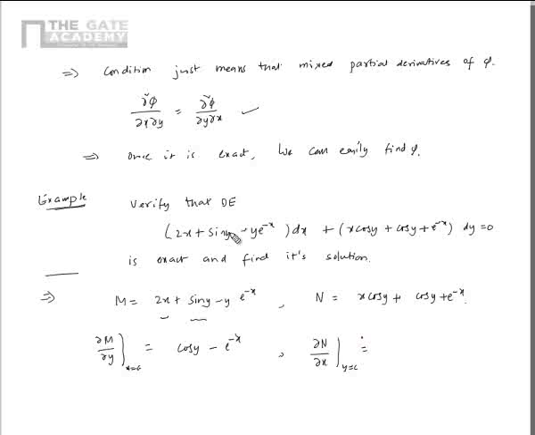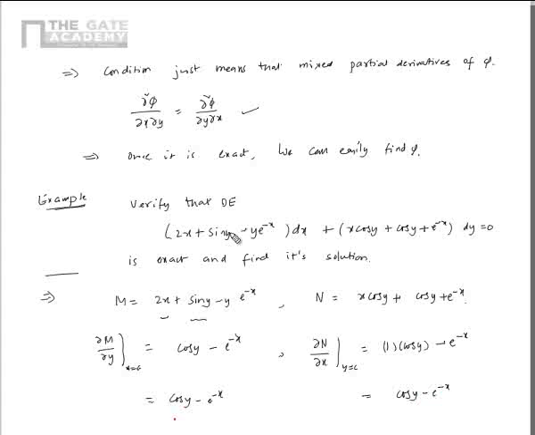So ∂N/∂x, keeping y constant: d(x)/dx is 1, into cos y, which is some constant. Cos y is constant, so that term gives 0. E^(-x) will give minus e^(-x). So you can simplify: cos y minus e^(-x), and this also will be cos y minus e^(-x).